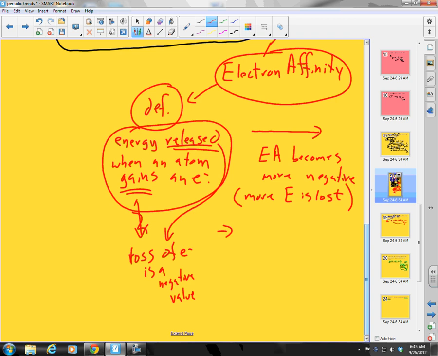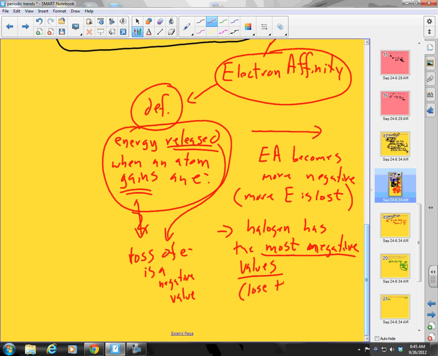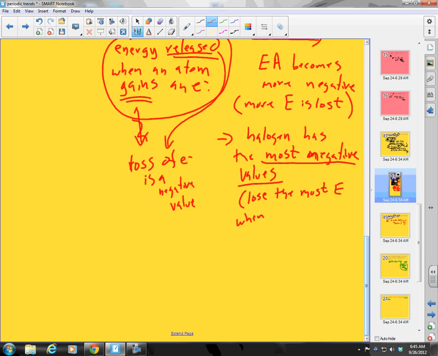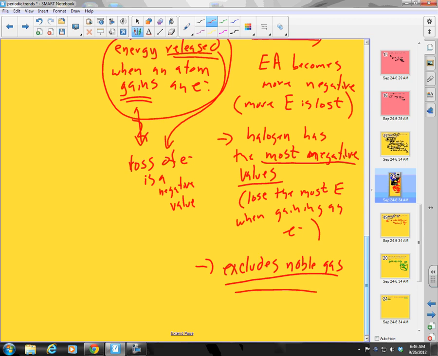And just kind of a nice little highlight, the halogens have the most negative values. The most negative values. That means what? They lose the most energy when gaining an electron. Okay, and one other thought here is this excludes noble gases. Noble gases are not included in our trend for electron affinity.